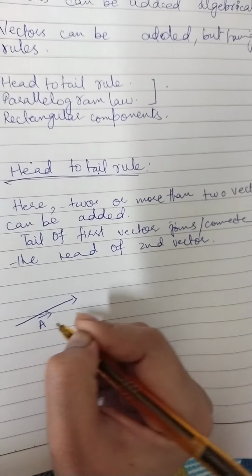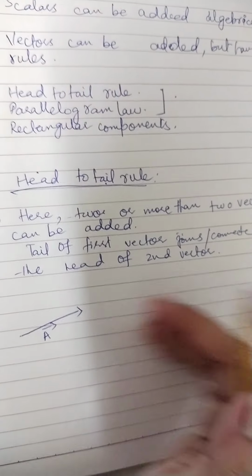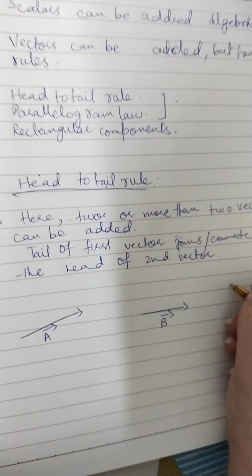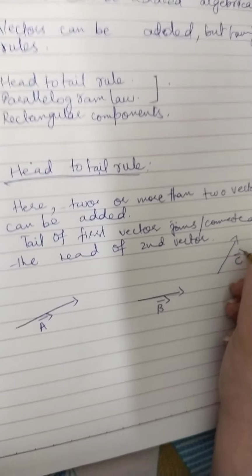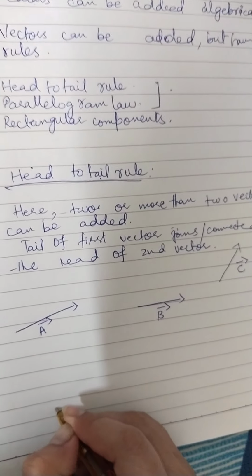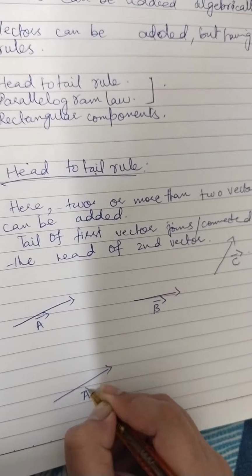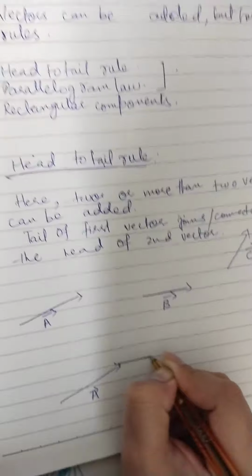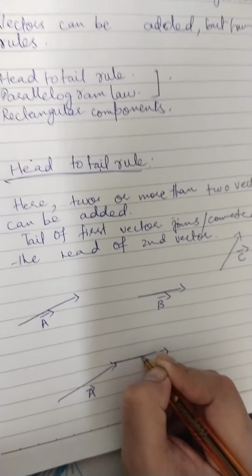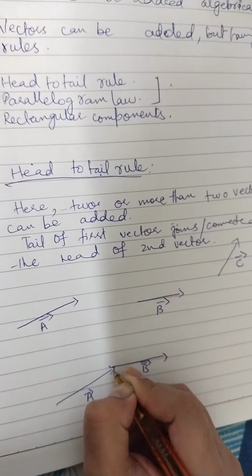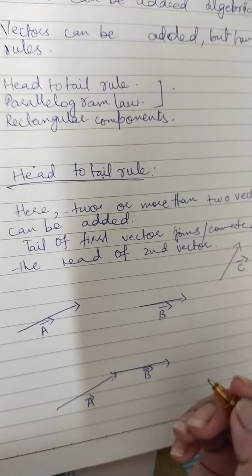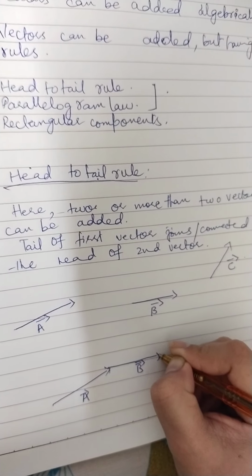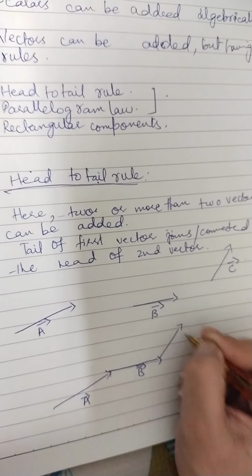This is vector A in front of you all. This is vector B, and this is vector C. Let's add them. Vector A, this is its tail and this is its head. The tail of the second vector, that is vector B, is connected to the head of the first vector, and this is what our head to tail rule is all about. Now, the head of the second vector has been connected to the tail of the third vector.